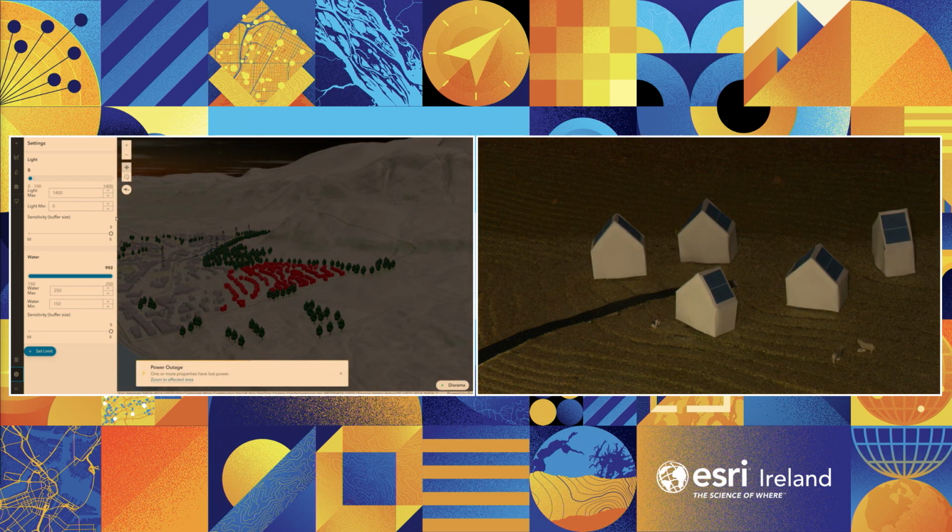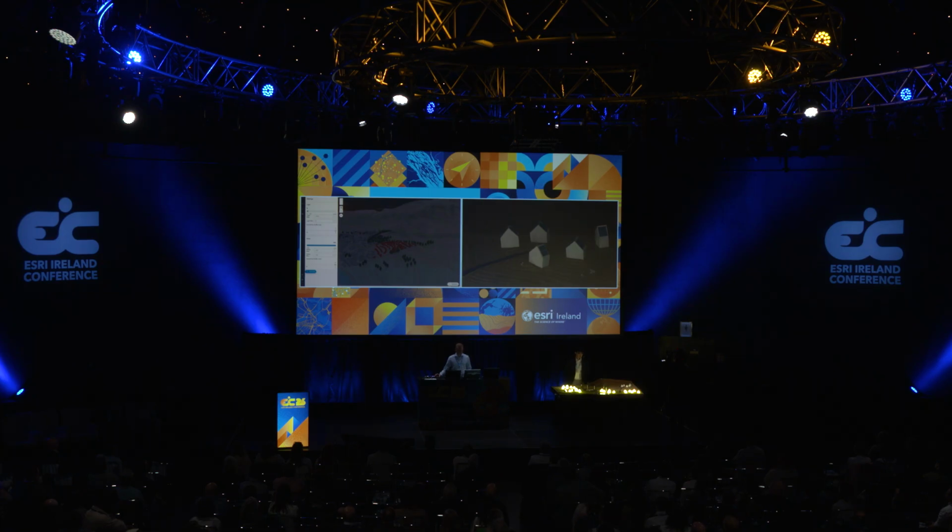The light sensor in the physical twin is picking up that change in light level and reflecting it in our digital twin. So we can start to see some houses losing power on both our diorama and our map. We can see the digital twin properties have turned red. But for now, let's put the neighborhood out of its misery and bring the lights back up.